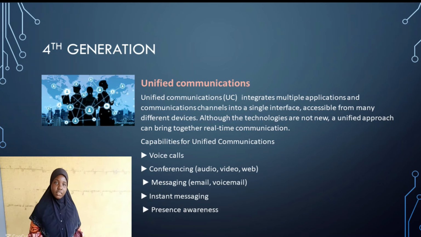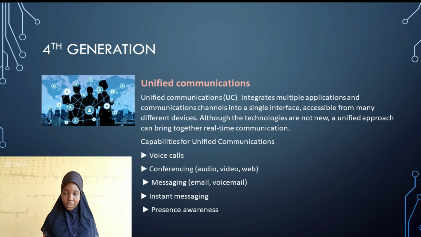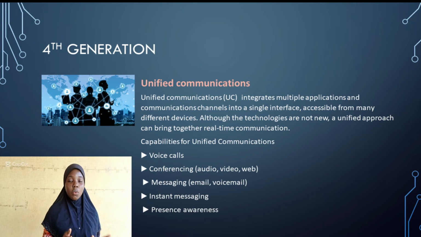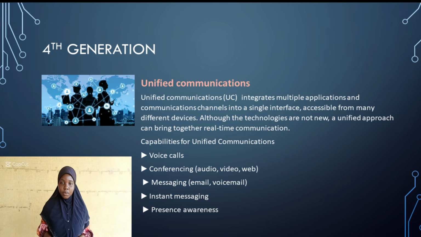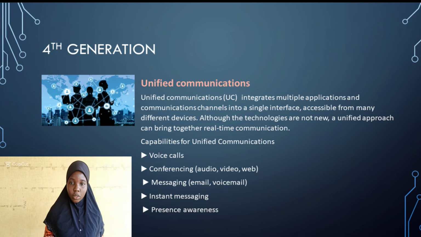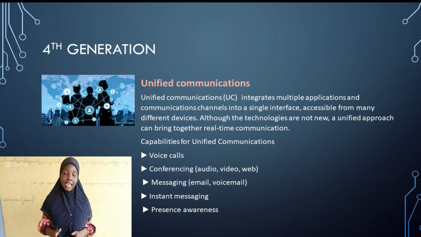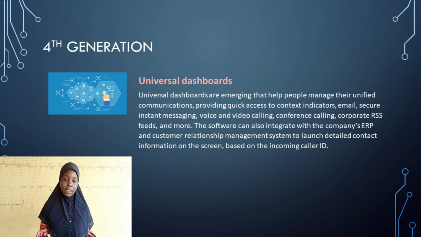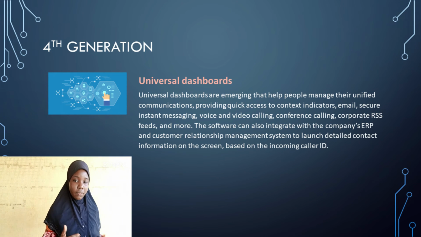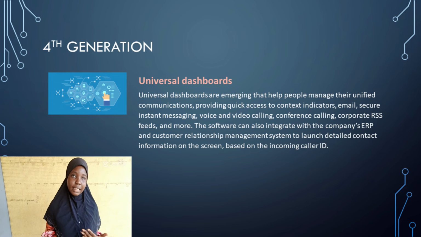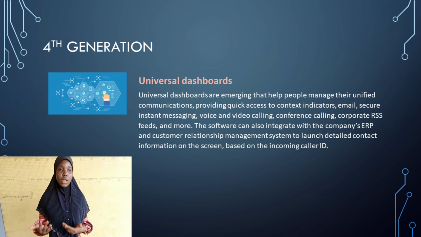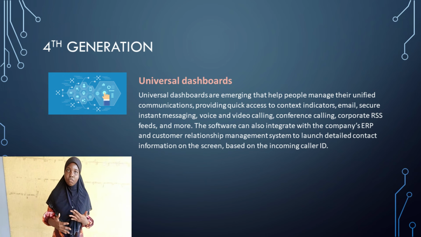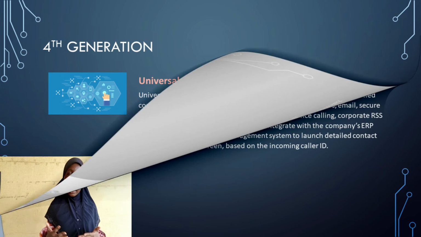Okay, so the second tool of the fourth generation is Universal Dashboard. Universal Dashboards are tools that help people manage their unified communications, providing quick access to context indicators, email, secure instant messaging, voice and video calling, conference calling, corporate RSS feeds, and more. Now, the software can also integrate with the company's ERP and customer relationship management system to launch detailed contact information on the screen based on the incoming caller ID. In this case of Universal Dashboard, when the caller calls into the company, it's easier for the company to have detailed information about the caller instead of waiting to identify who this customer is.